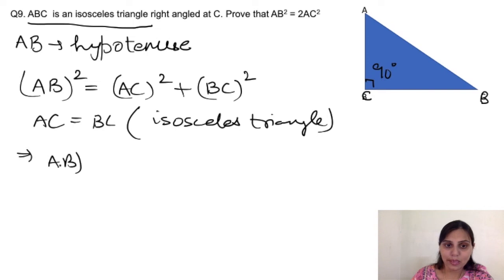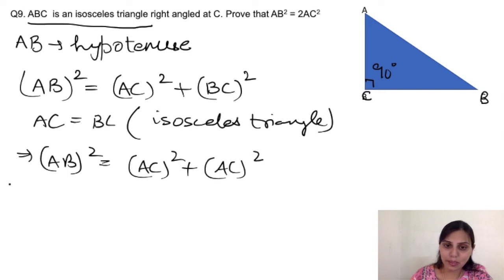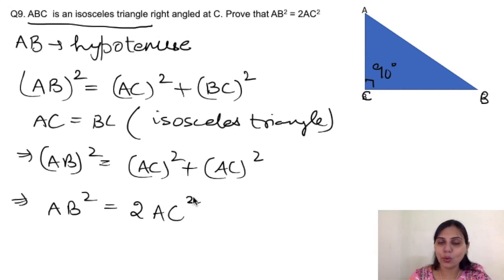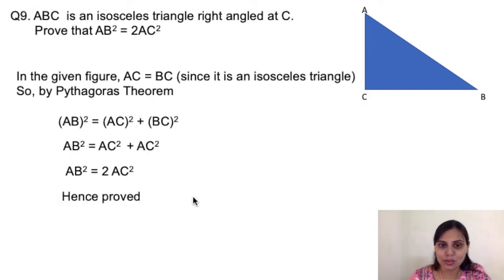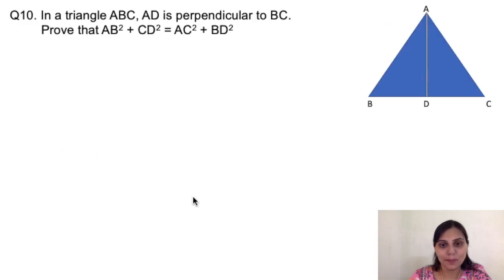So we can write AB square as equal to AC square. BC can also be replaced by AC. So clearly this can be written as AB square is equal to AC square plus AC square, which is equal to twice AC square. This was a very simple question. I hope you have all understood the solution to this. This is the way we are going to present the answer systematically. Moving on to the next question now.